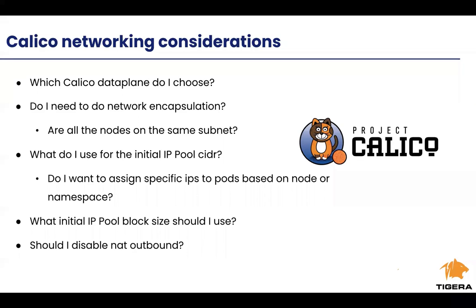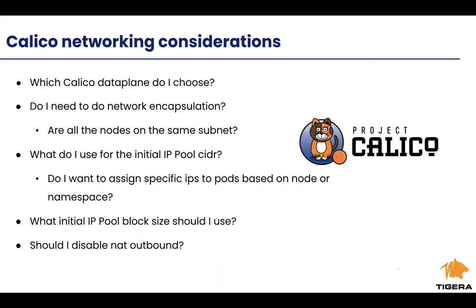So you have to decide, do I want to assign specific IPs to pods based on the node that they happen to be running on, or the namespace that they happen to be running in? That's some of the power that you get with Calico IP pools.